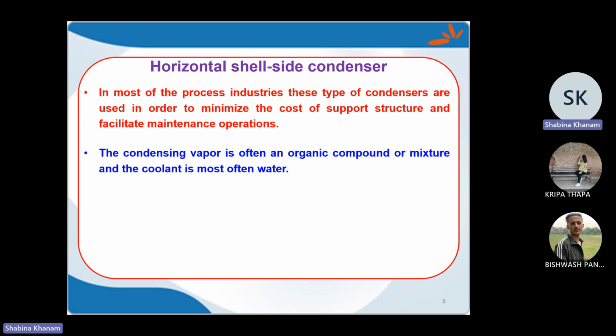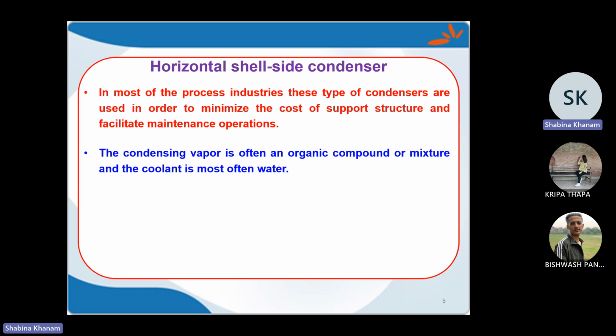Okay, so if you are dealing with corrosive vapor, then only the allocation will be done in the tube side. Otherwise, it will always be on the shell side, because water has more fouling tendency, so it should always be allocated to the tube side, right? I hope you are getting my point.